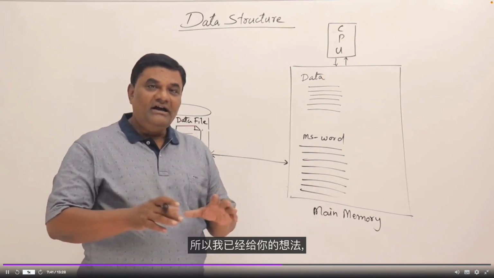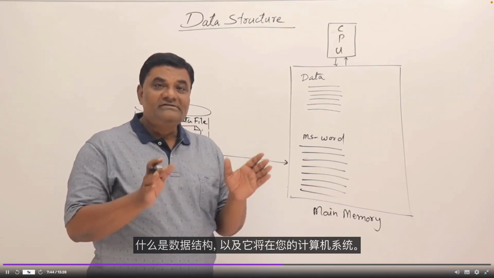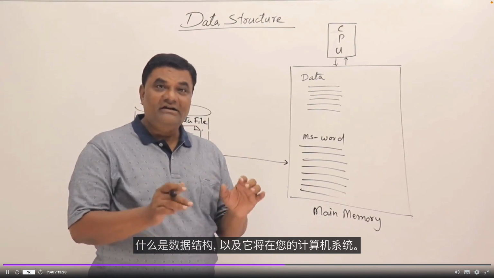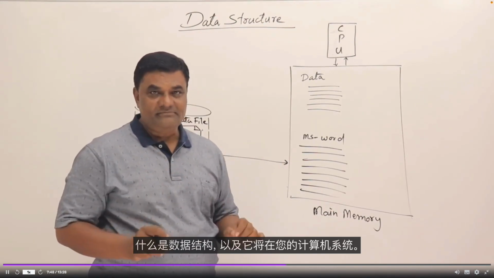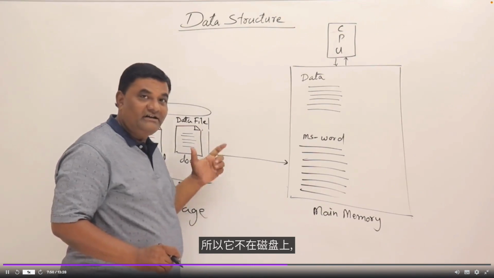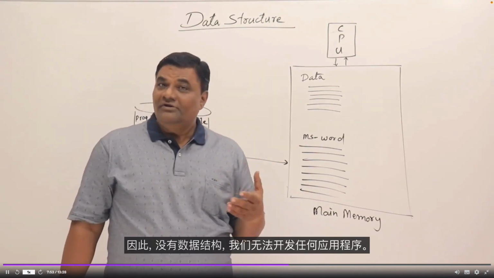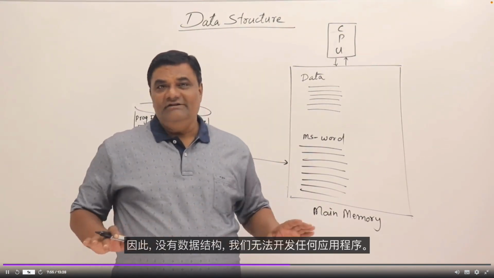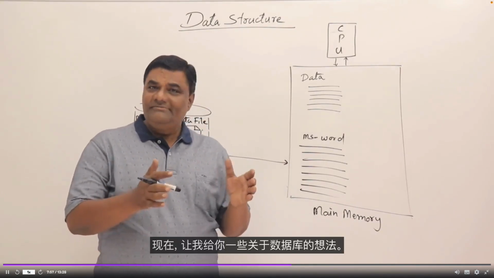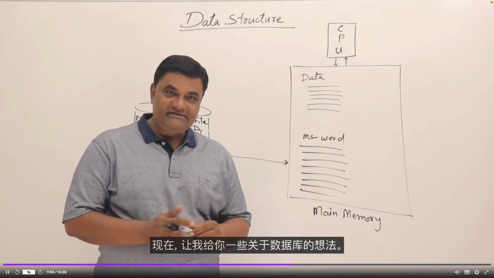So that's it. I have given you the idea of what a data structure is and where it will be in your computer system. It is not on the disk, it is inside the main memory. So without data structures, we cannot develop any application. Now let me give you some idea about databases.